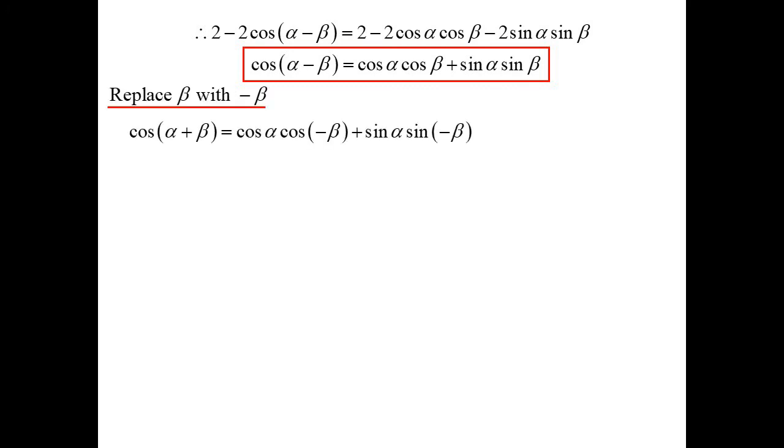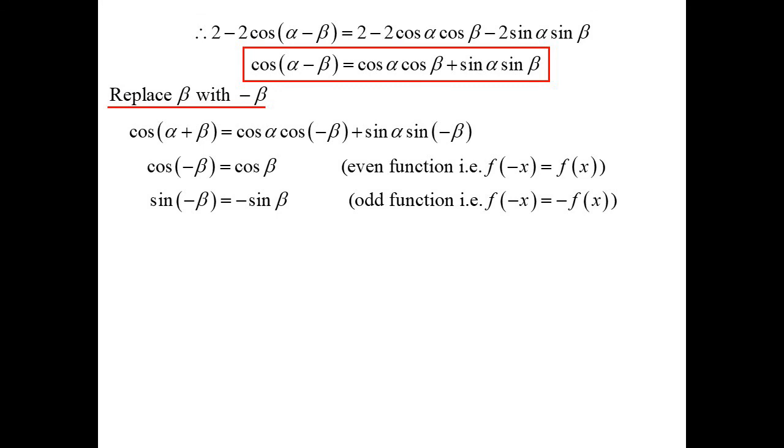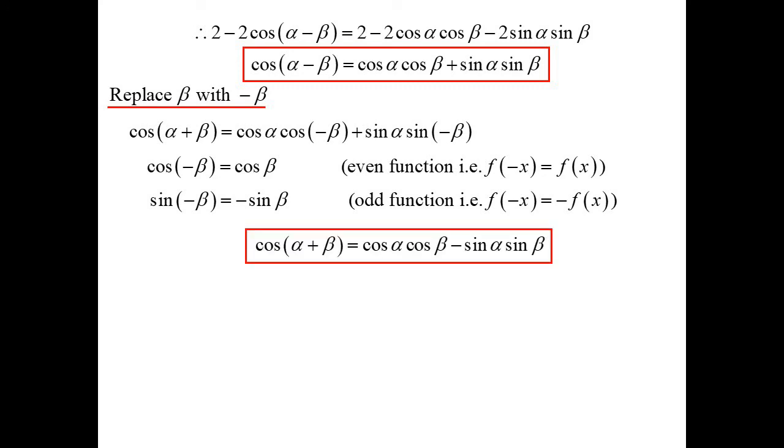What happens if I replace beta with negative beta? It becomes cos(alpha plus beta). That's cos alpha cos(negative beta) plus sine alpha sine(negative beta). But now we can play around with odd and even functions to tidy this up a bit more. Because remember, cos(minus beta) is cos beta, and sine(minus beta) is minus sine beta. Even function, odd function. So putting that in, we get the second of our formulas for cos(alpha plus beta).